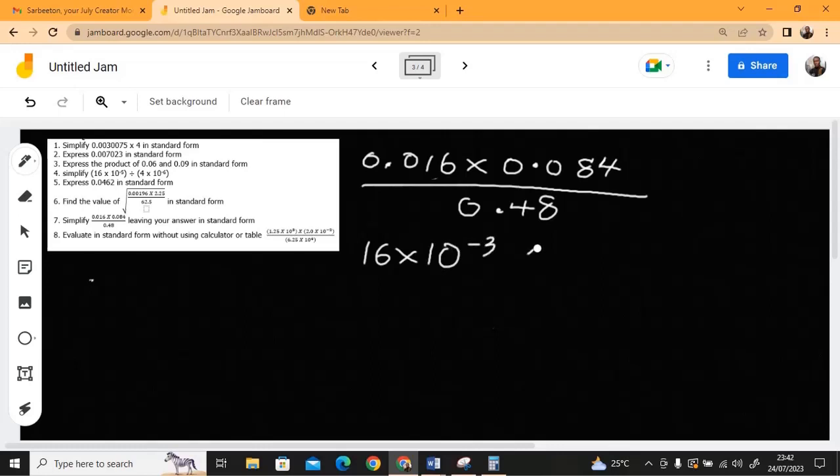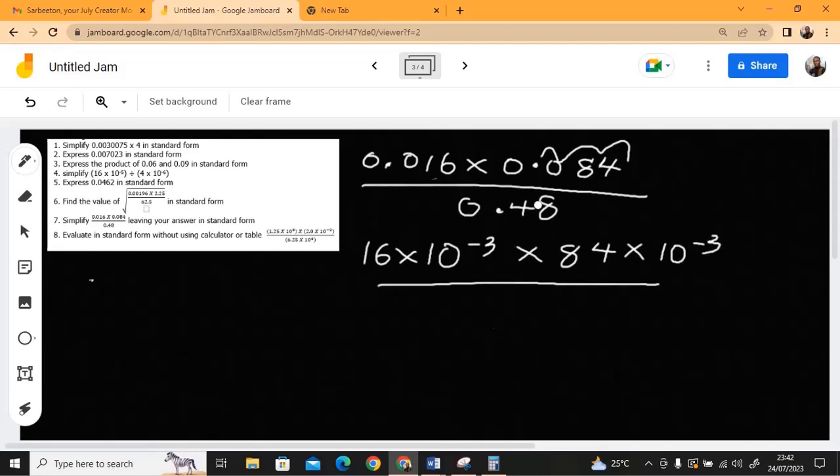Now minus 3 times this one also, you count 1, 2, 3. So that will be 84 times 10 raised to the power minus 3, all over, divided by this one, we count twice, 1, 2, 48. You can recall that the reason why I'm using minus is that it started from 0 point, so minus 2. So I can divide this thing like this. Now 16 here is 1.